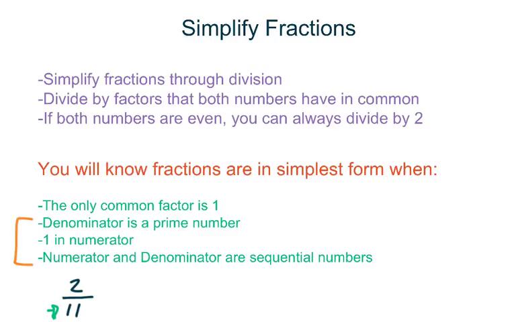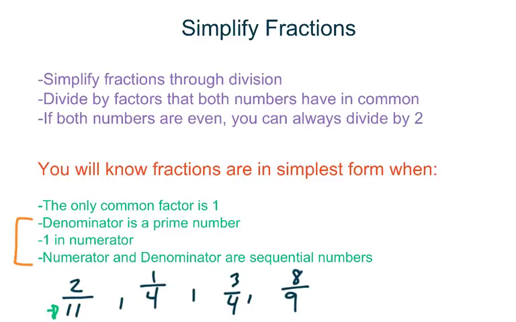For 1 in the numerator, we might see something like this, 1/4. 1/4 is in the simplest form. It has a 1 in the numerator. And then for sequential numbers, those are numbers that come 1, then the next number. So something like 3/4 is in the simplest form. Maybe for a sequential number, you would even see something like 8/9. These are in the simplest form. The only factor that they have in common is the factor of 1.